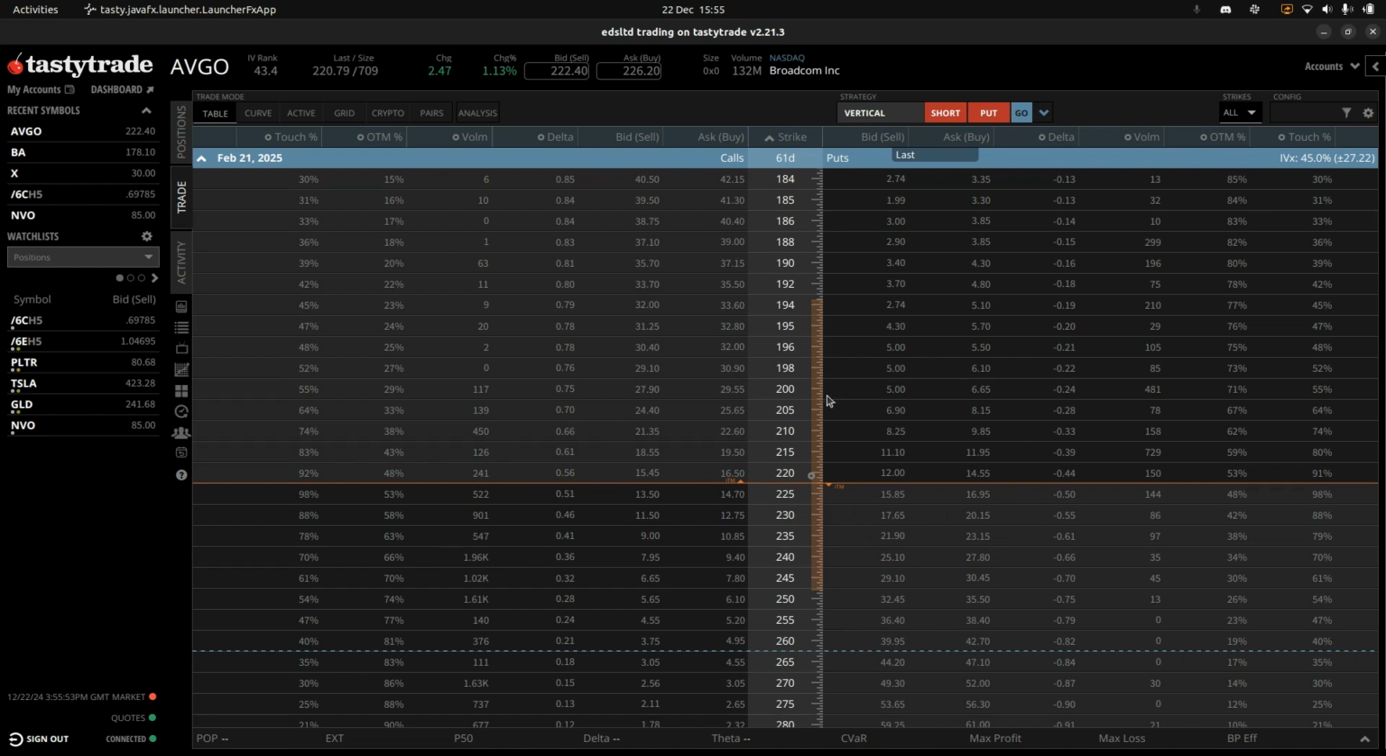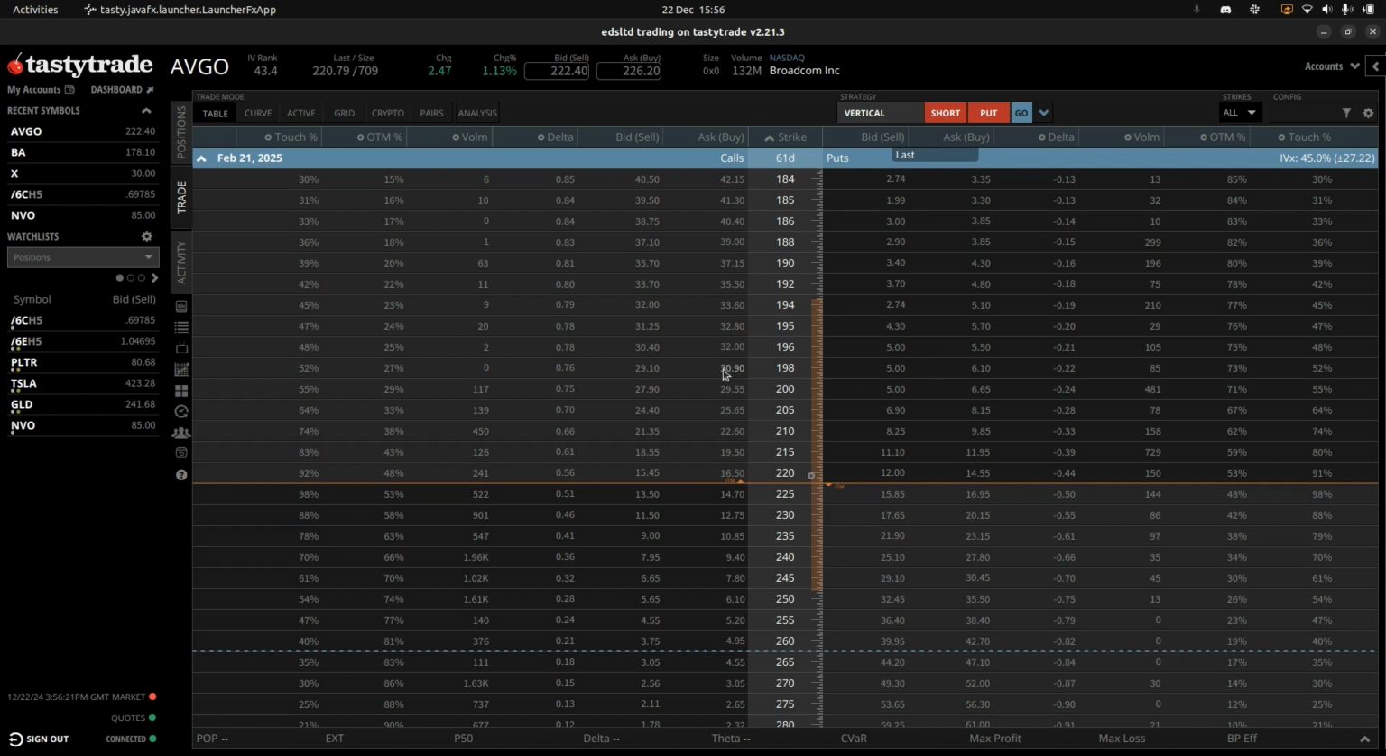This vertical orange bar shows us what the expected move is of AVGO over the next 61 days. And what we want to do is have a very high probability of success. We want to be trading like a casino. For every 10 trades, if we can win 9 of them and only have to worry about managing the risk for one of them, that's much easier than if it was the other way around. So we want a very high probability of success.